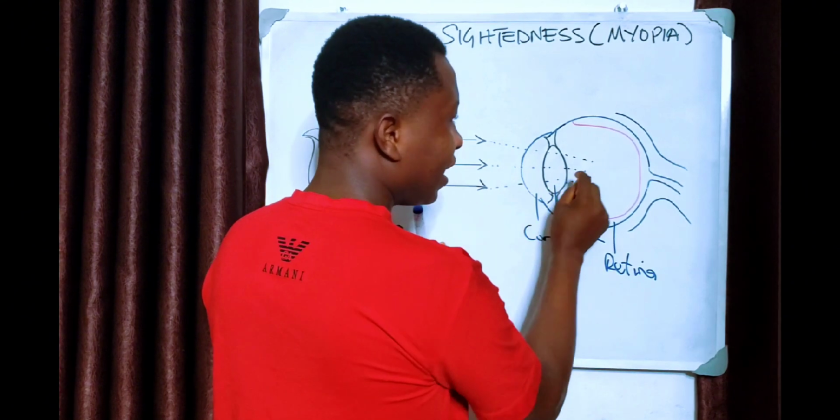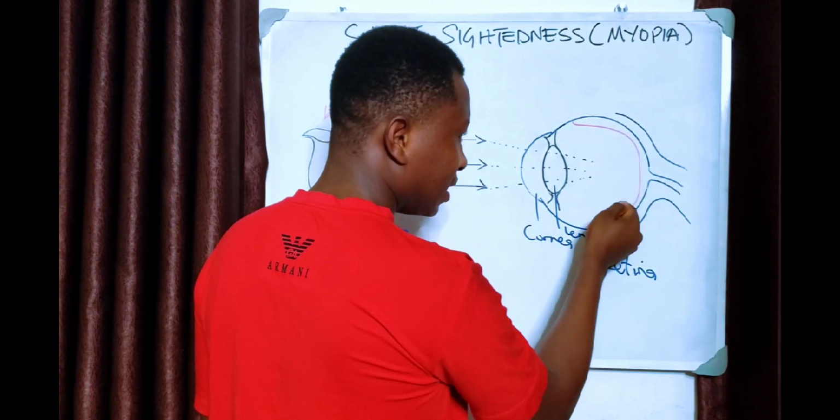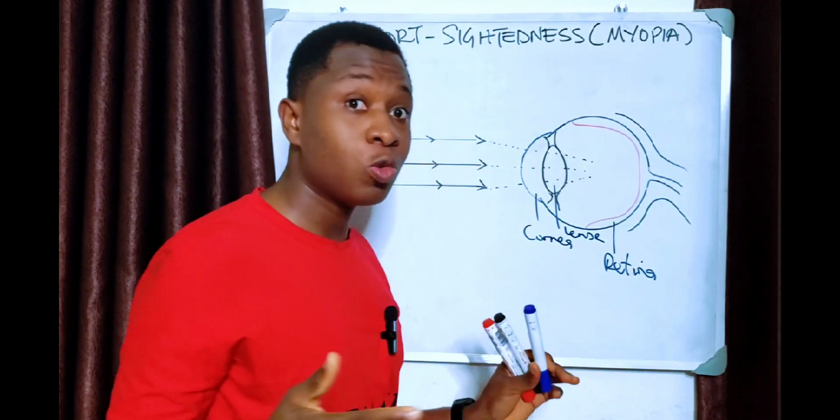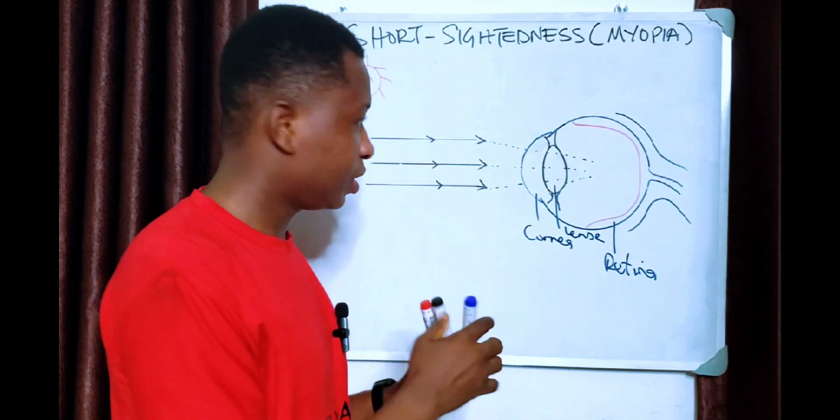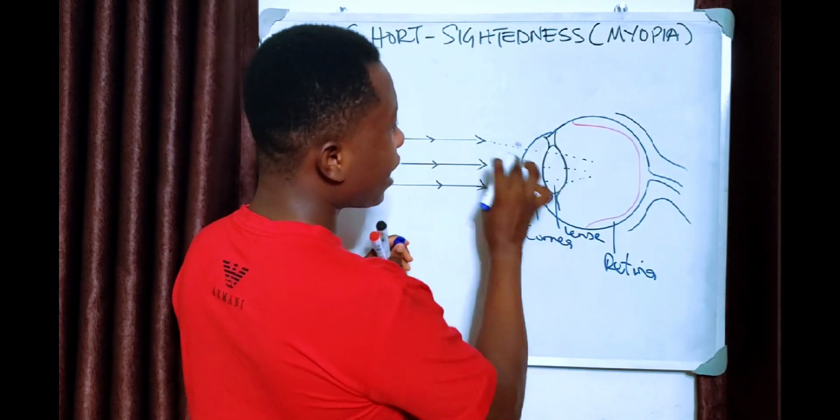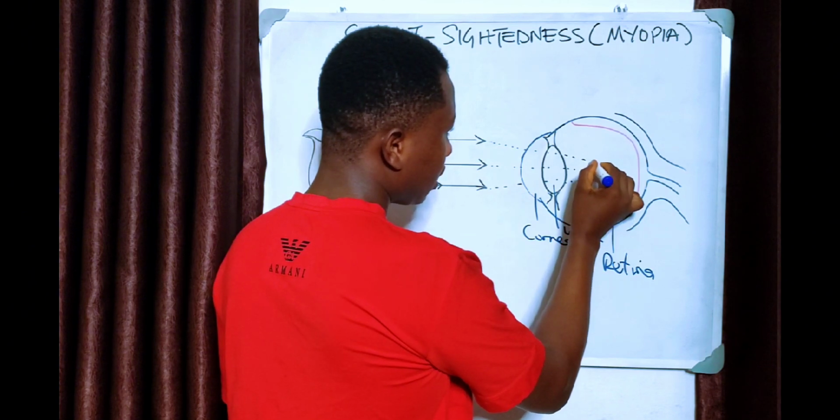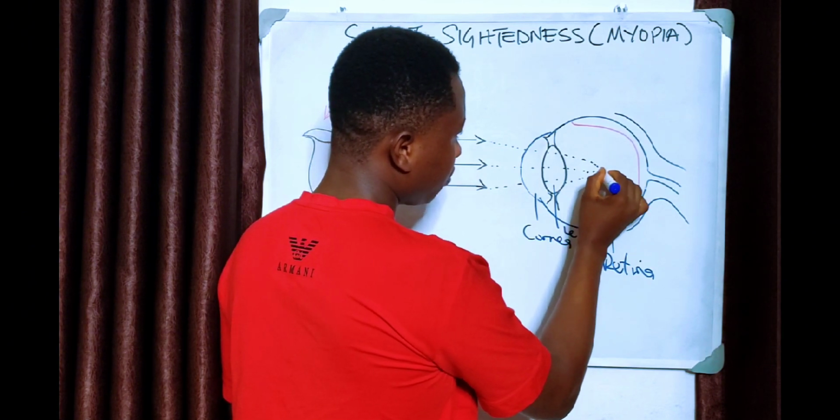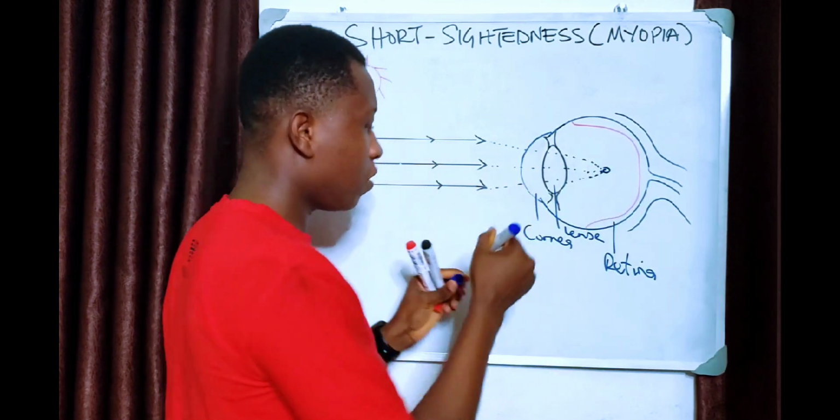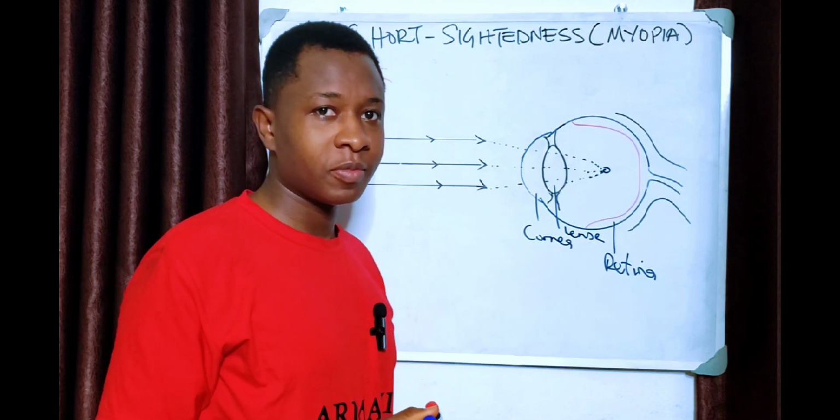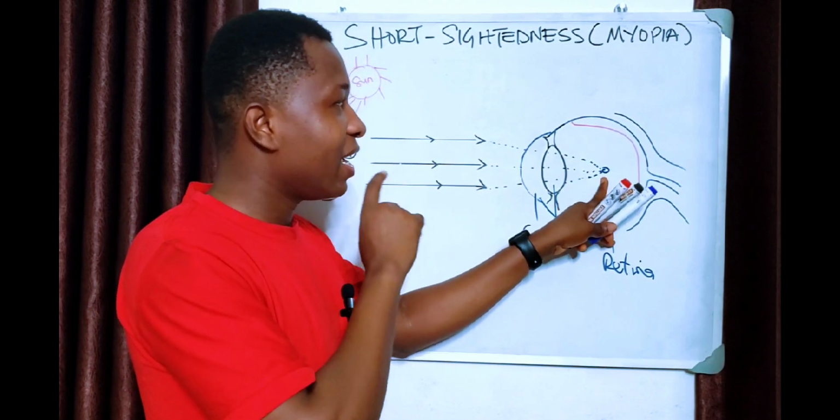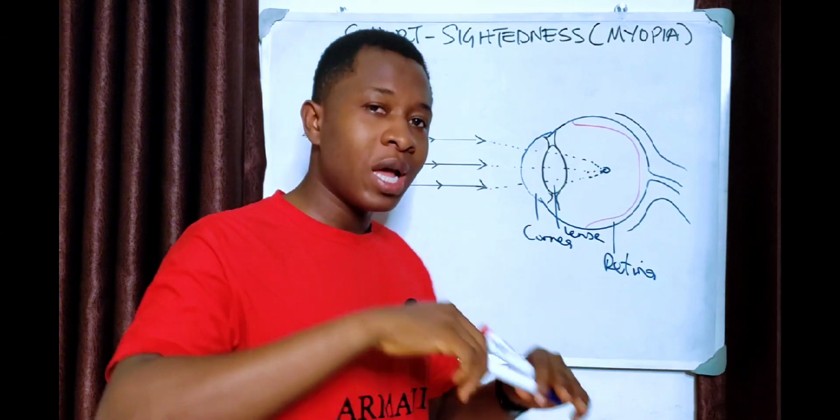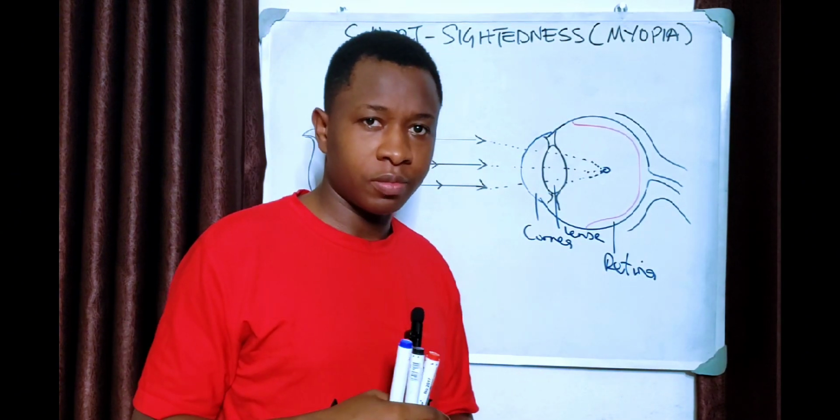Now, failure for the light ray to converge at this point is what we refer to as short-sightedness. In short-sighted persons, the light ray converges at this point before the retina. The light ray stops before the retina, so it is not getting to the retina, and an image cannot be formed.